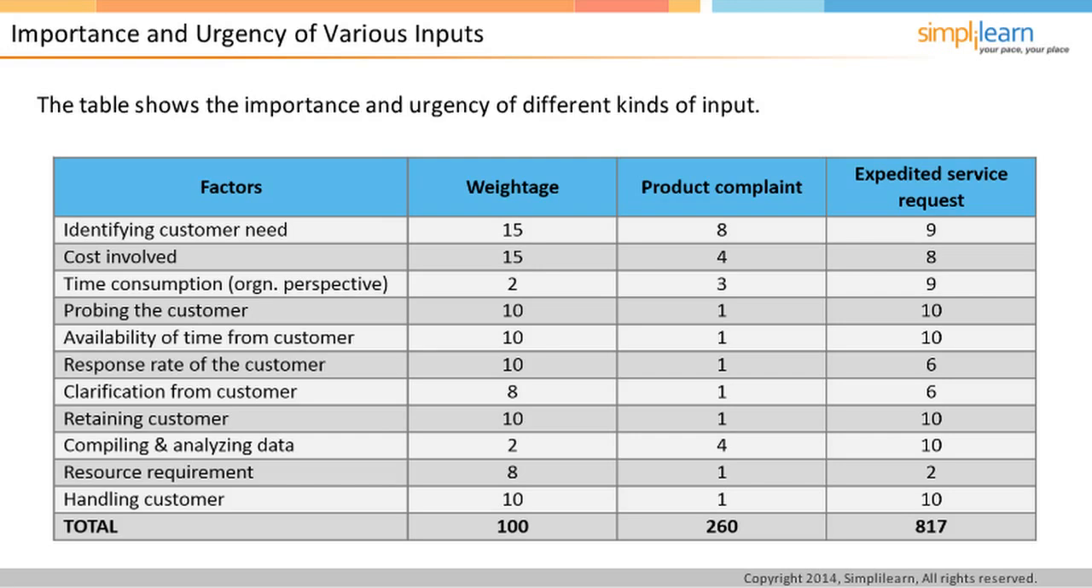8 multiplied by 15 plus 4 multiplied by 15 plus 3 multiplied by 2 plus 1 multiplied by 10 plus 1 multiplied by 10 plus 1 multiplied by 10 plus 1 multiplied by 8 plus 1 multiplied by 10 plus 4 multiplied by 2 plus 1 multiplied by 8 plus 1 multiplied by 10. And the total of this is 260. In the similar way, calculate the total value for expedited service request. The total of expedited service request is 817, and hence it is effective to the organization. Let us discuss the key elements of data collection tools in the next screen.